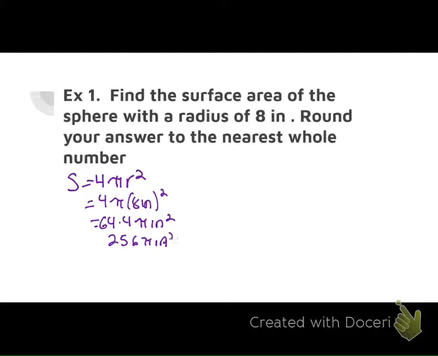What is 256 times pi? 804.2. 804.2 inches squared. And then we want to round that to the nearest whole number, which leaves us with 804 inches squared. So again, we're at surface area. So our surface area only has the little 2, so it's the squared.